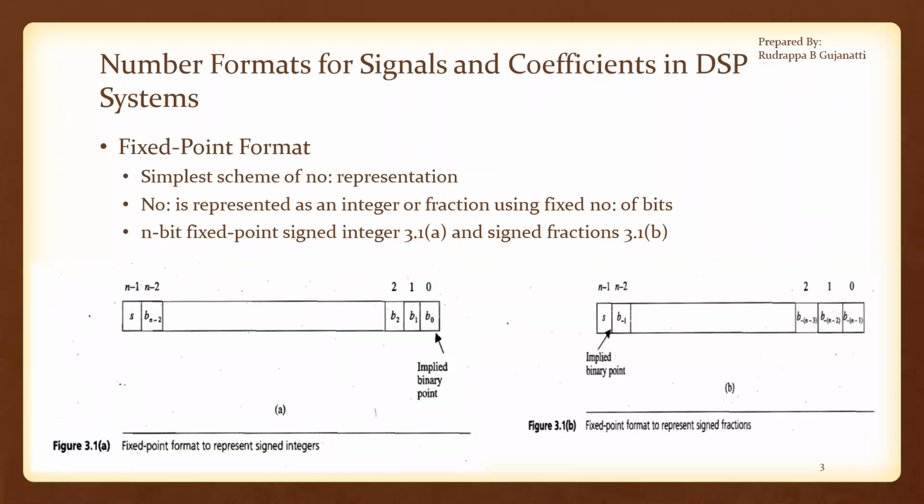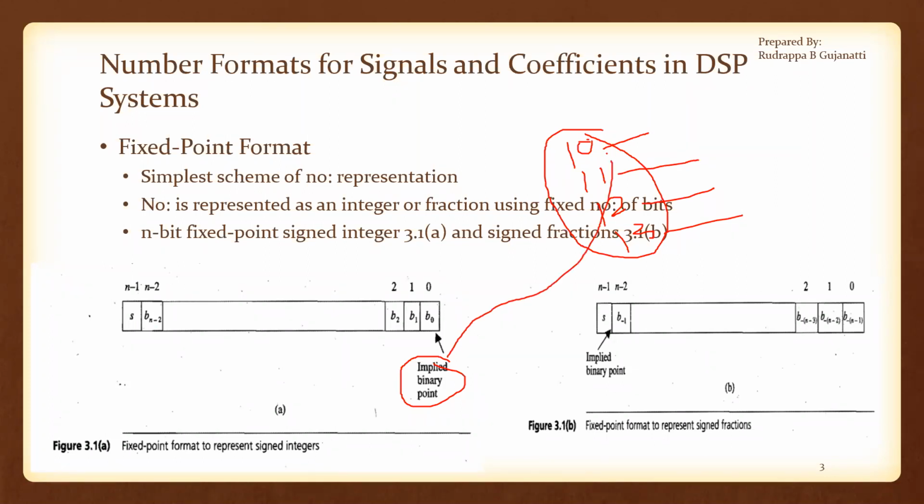So next one, how do I represent the fractions? Here you can see that if it is an integer, generally, say if it is a decimal number, it is 10, 11, 12, 13. This is just an example. In this case, if it is an integer, it is not having any number after the decimal point. So that's why the implied binary point is falling at the end of the LS bit, least significant bit. That's why the implied binary point falls over here, since it is an integer.